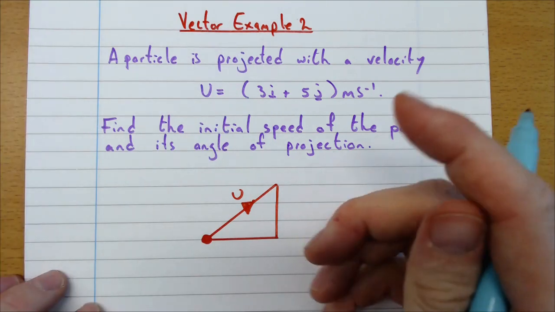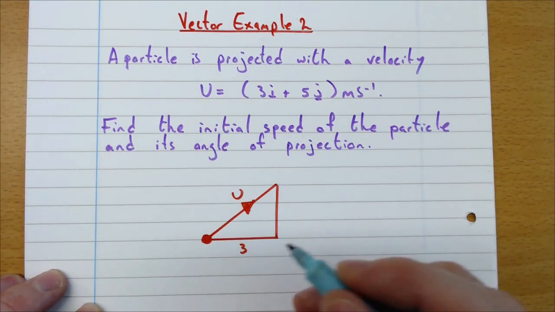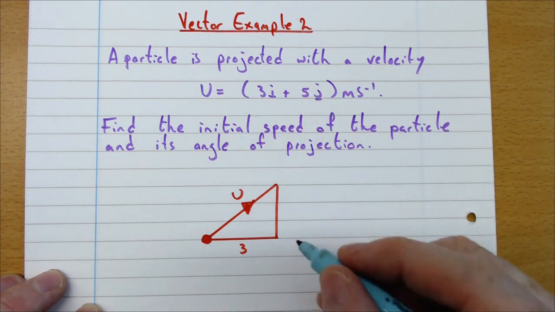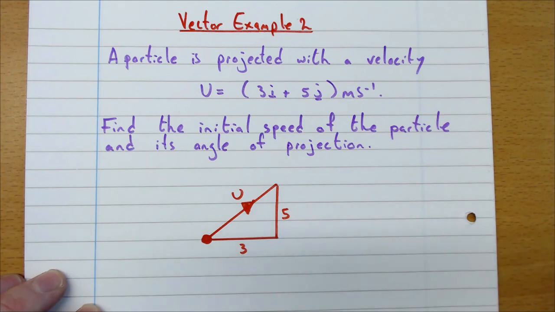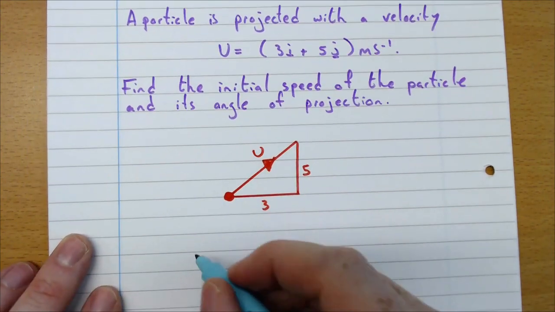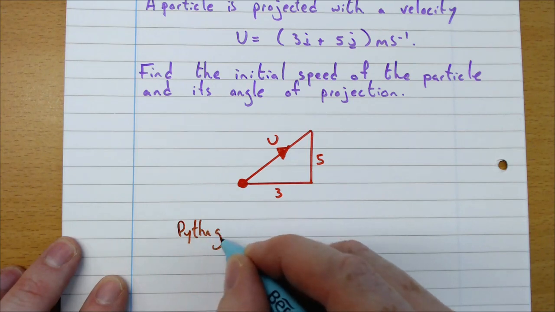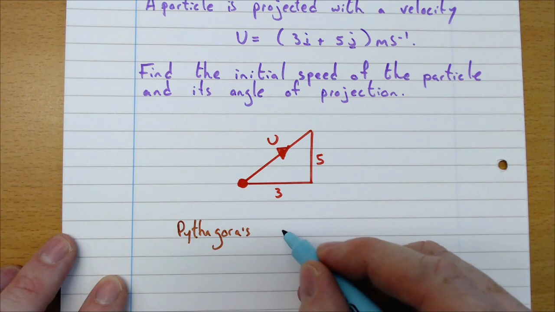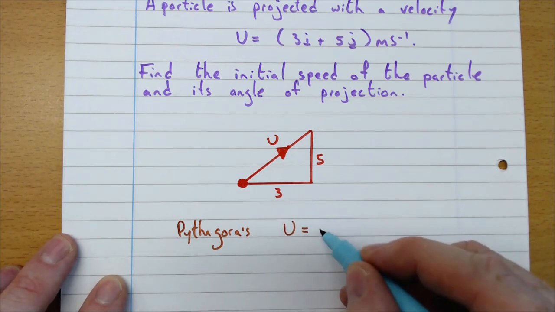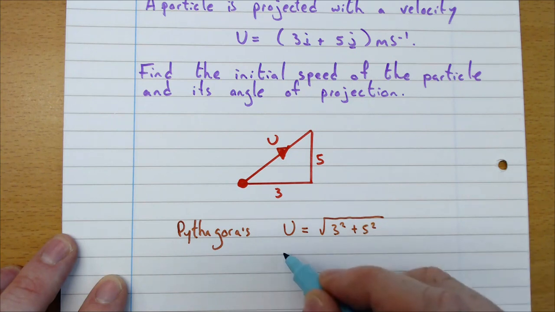It's very easy. So I'm starting again with the little triangle. 3i gives me the distance along the bottom, a distance of 3. 5j gives me the distance up the side, a distance of 5. And again, I can use Pythagoras' theorem to figure out u. So u is going to be the square root of 3 squared plus 5 squared. And here we go, 3 squared plus 5 squared.